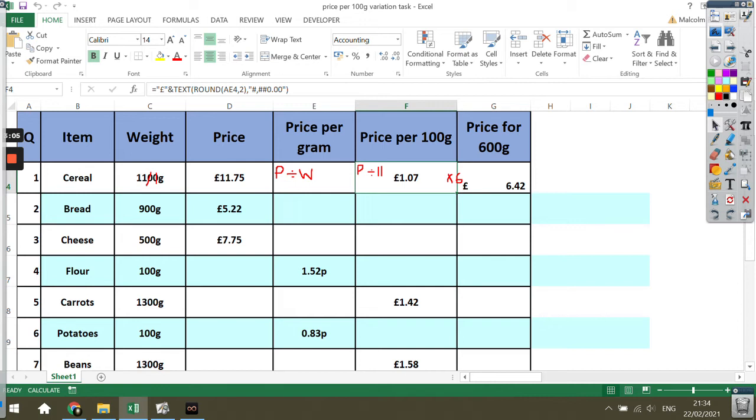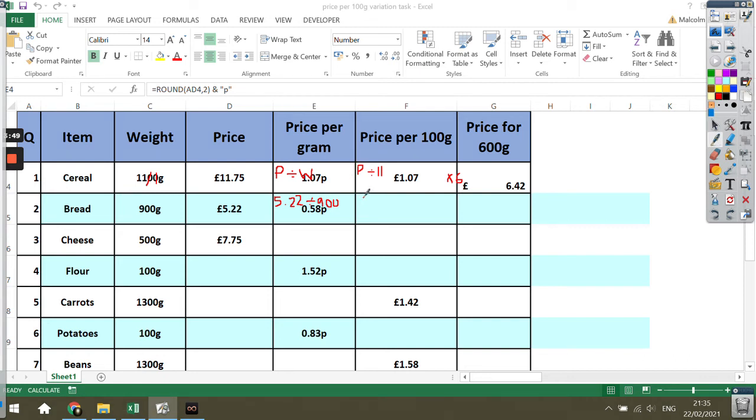I'm going to show you one more like that. So I'll do this line with bread in it, and just show you the calculations I'm putting in as I do it. So here I want £5.22, and I'm dividing that £5.22, which is the price. Now for the per gram, I want to divide it by 900. You can put that in the calculator and it'll give you an answer straight out. Putting that in the calculator gives you 0.0058 or 0.58 pence.